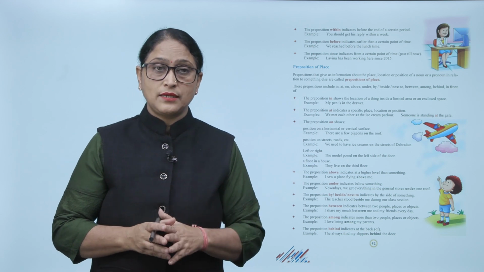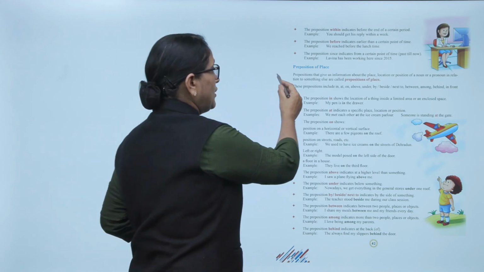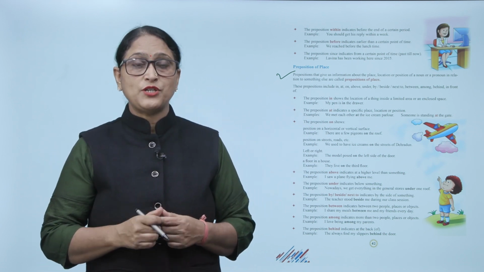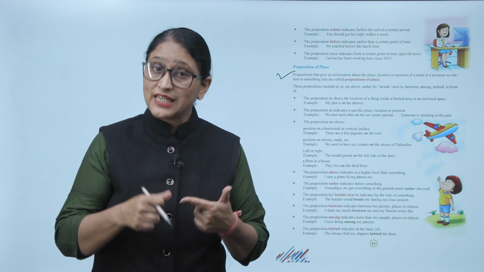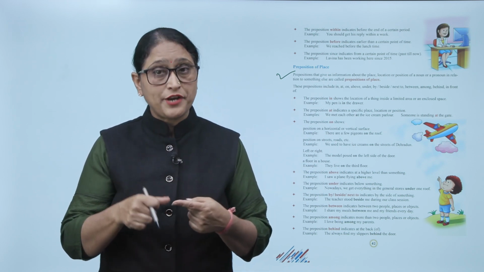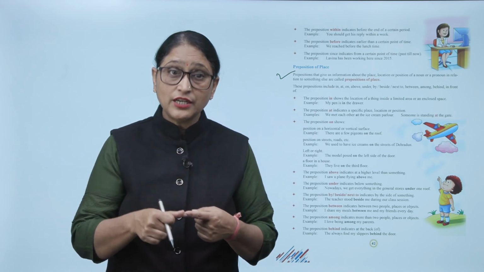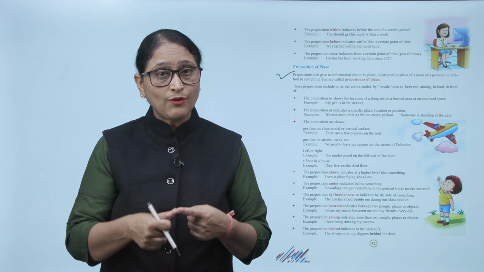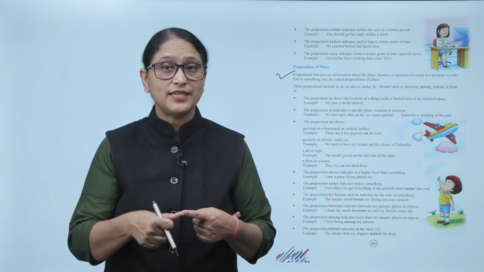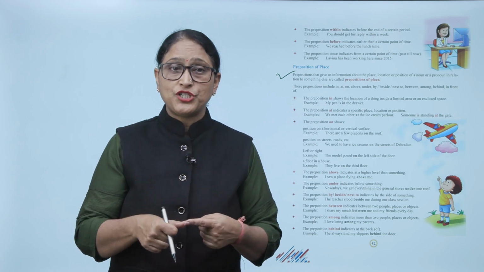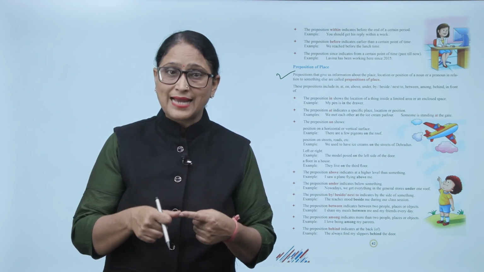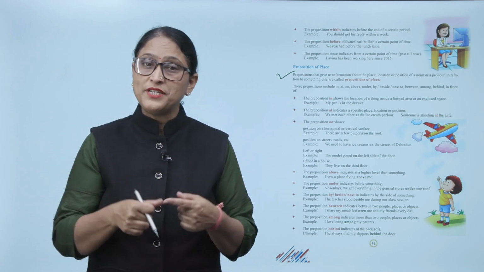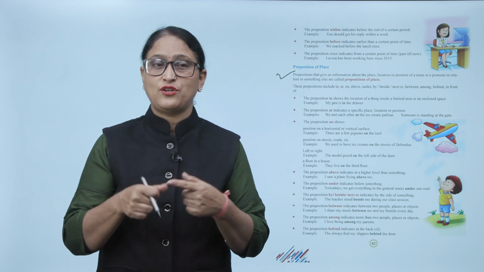Preposition of place. जो next है हमारा preposition of place. इसे कहाँ यूज करते हैं देखिए. Prepositions that give us information about the place, location or position of a noun or a pronoun in relation to something else are called preposition of place. किसकी information देगा? Place की, location की. ठीक है. These prepositions include in, at, on, above, under, by, beside, next to, between, among, behind, in front of.